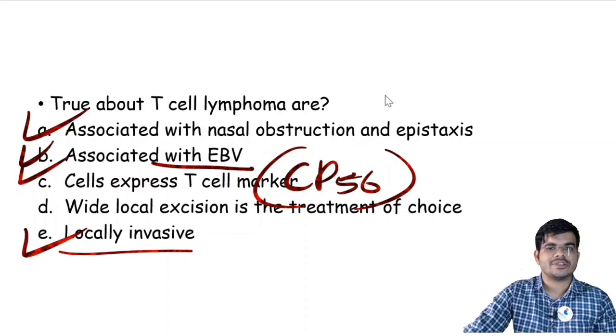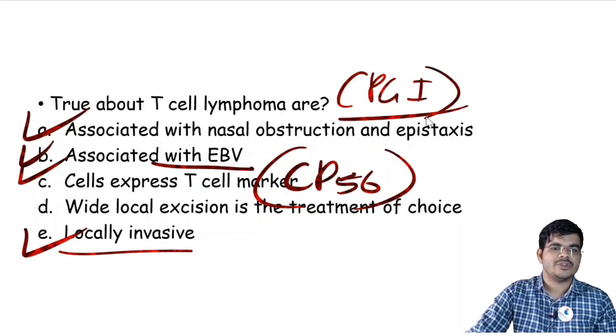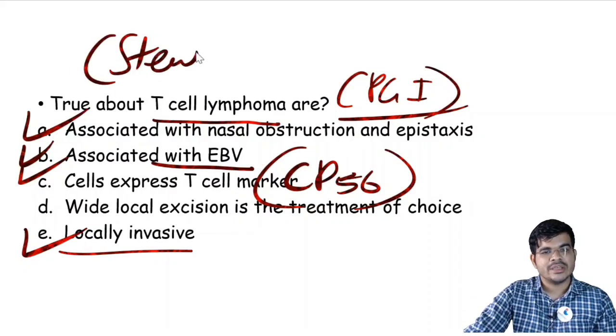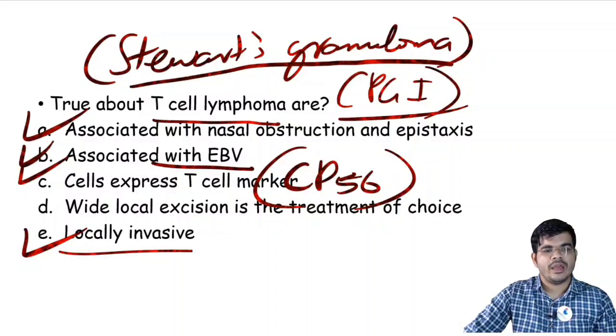This was one question that was asked for PGI exam. And so T-cell lymphoma is important. What is the other name for T-cell lymphoma? I already told you, it used to be called midline lethal granuloma, or it is also known as Stewart's granuloma. So today you have learned in detail about the various granulomatous conditions of nose.